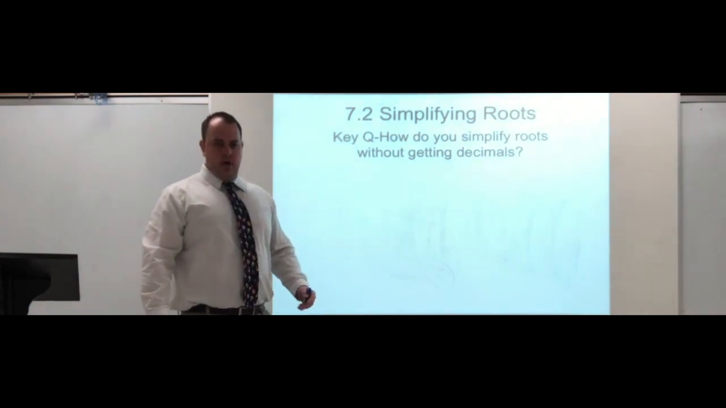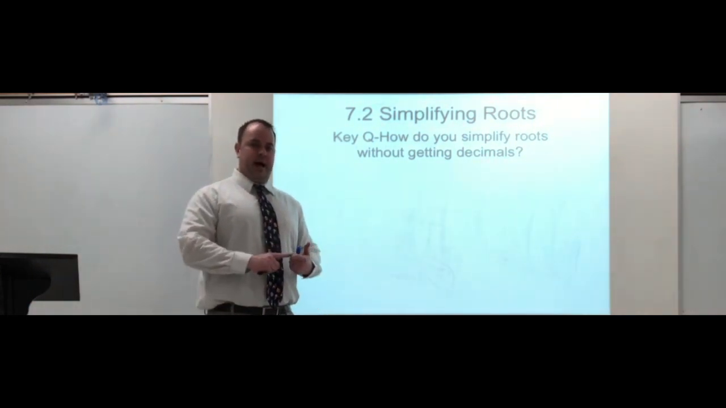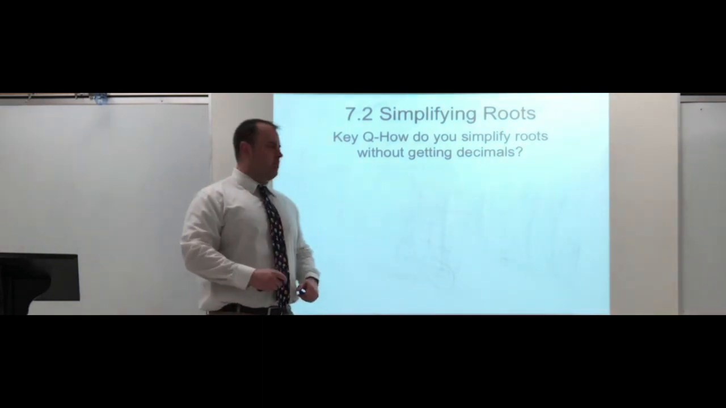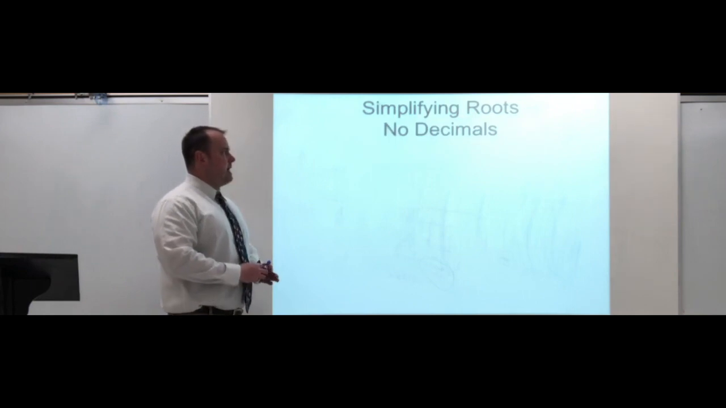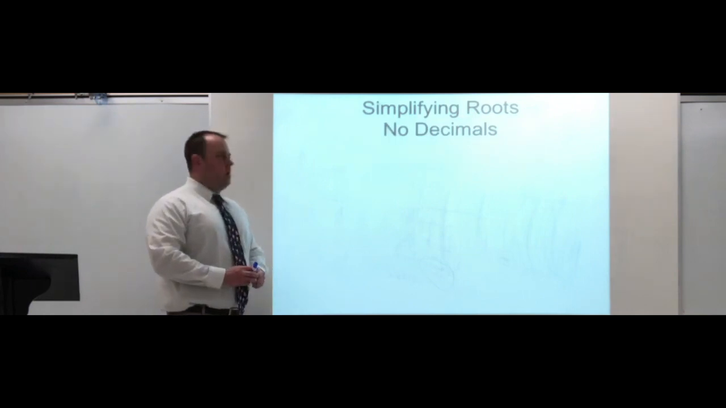So for this second part of 7.2, we're going to be doing a little more simplifying, and then we're also going to be adding and subtracting some radicals. Okay, so going back to simplifying with no decimals.